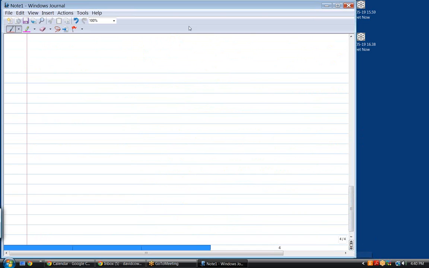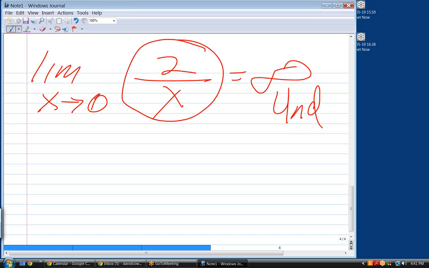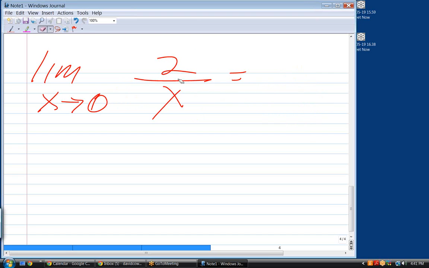Now, let's talk about that for a moment. Let's say I had 2 over x. What's the limit of that as x goes to 0? It's infinity, or undefined. If you have a fixed numerator, as the denominator gets smaller and smaller, the whole thing gets bigger and bigger. Try 2 over 0.1, then 2 over 0.01, then 2 over 0.000001. Your answer just keeps getting bigger and bigger. So those aren't problems.